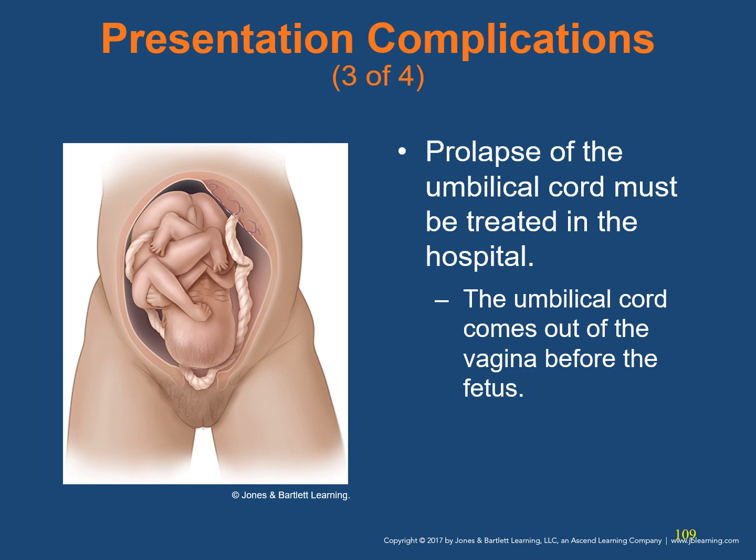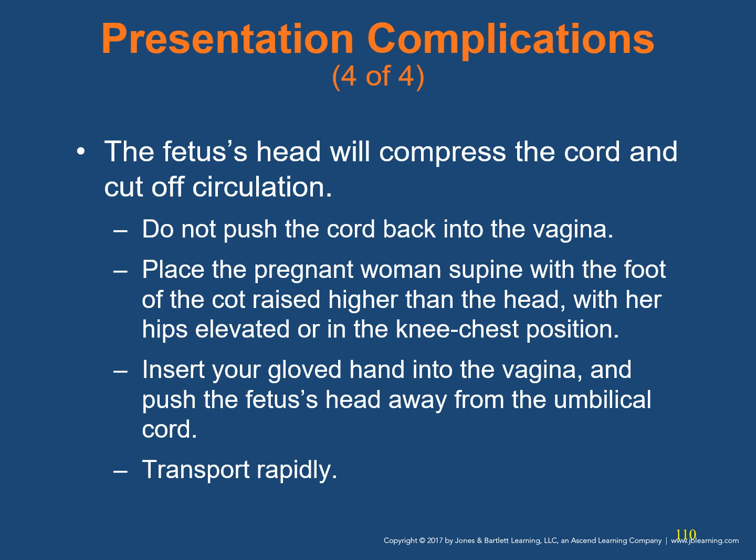Prolapse of the umbilical cord, where the umbilical cord comes out of the vagina before the fetus, must be treated in the hospital. The fetus's head will compress the cord during childbirth and cut off circulation to the fetus, depriving it of oxygenated blood. Do not attempt to push the cord back into the vagina. There is usually time to get the patient to the hospital. Your job is to try to keep the fetus's head from compressing the cord.